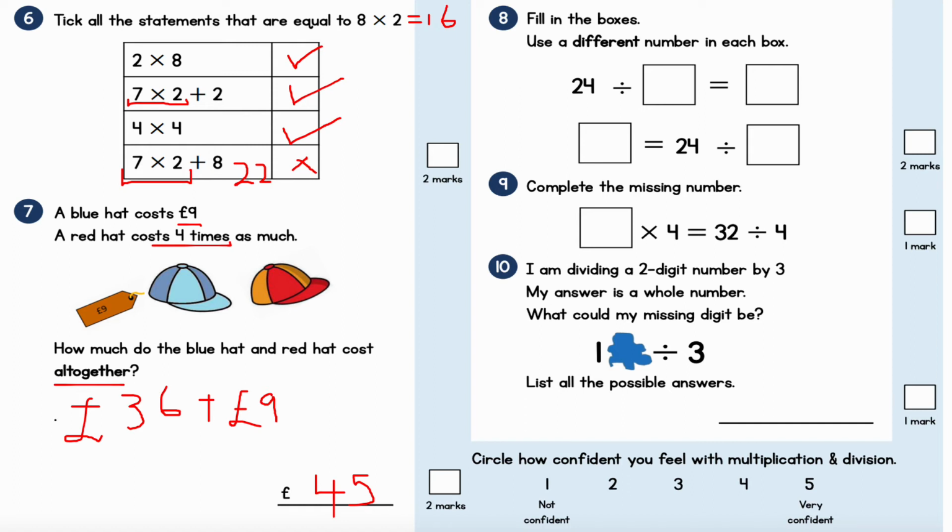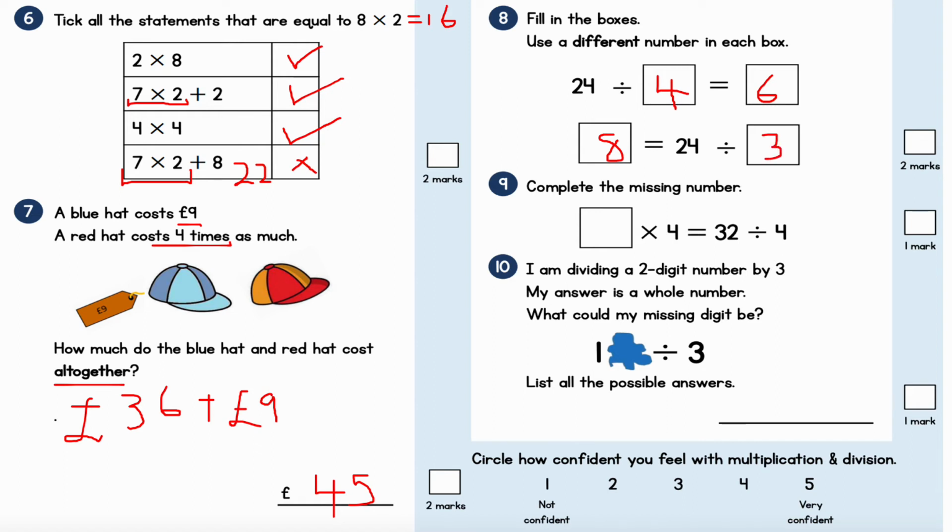This is question number 8, guys. Fill in the boxes. Use a different number in each box. 24 divided by 4, let's say, is 6. And then here we could say that 8 is equal to 24 divided by 3.